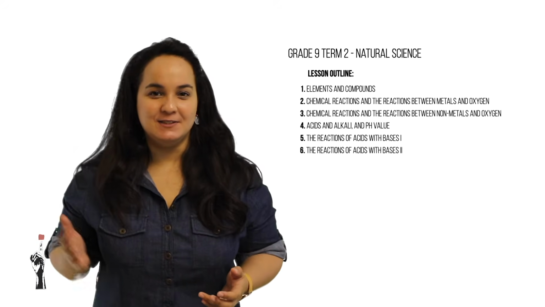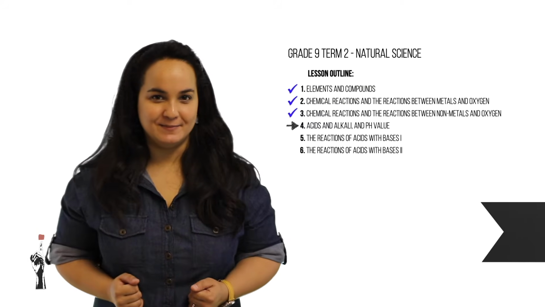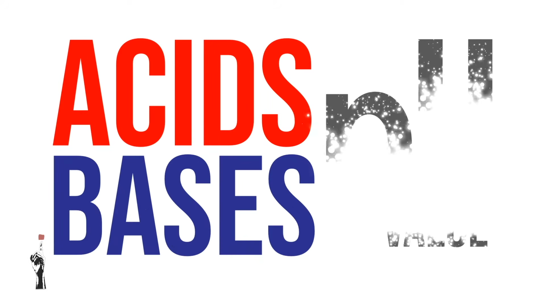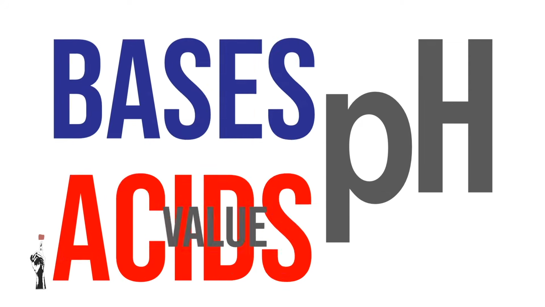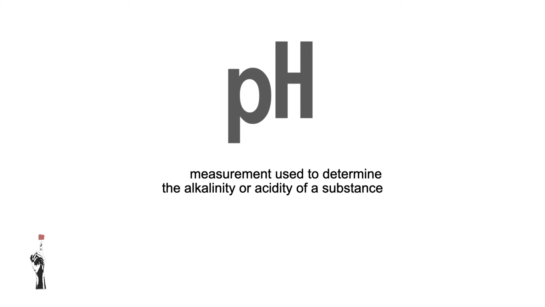You are tuned in to Natural Sciences Grade 9. This is your fourth lesson for the second term. In today's lesson, we will be discussing acids and bases as well as pH value. The key concept for today is pH. pH is the measurement used to determine the alkalinity or the acidity of a substance.